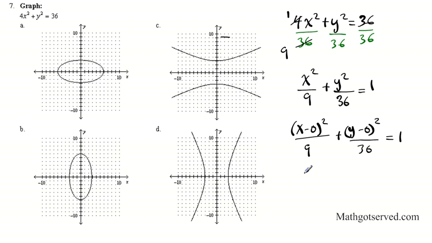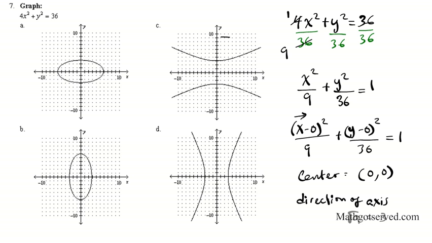From this, I can tell that my center is 0, 0. Okay? And if I want to look at the axis, direction of axis, if I take the square root of 9, I get 3. What direction do I go?